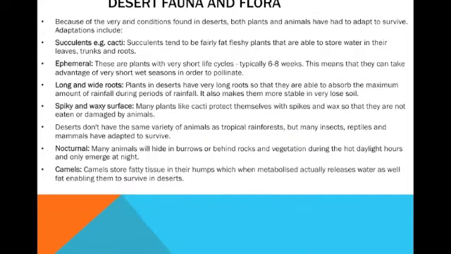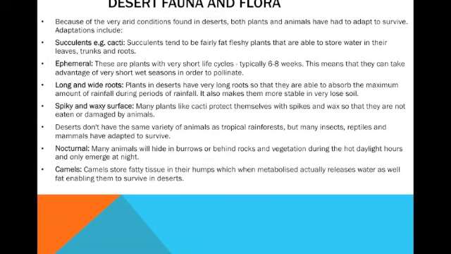So, desert fauna and flora. Because of the very arid conditions, and you should know by now that arid means dry, both plants and animals have had to adapt to survive. Adaptations may include succulents like cacti, which is the plural of cactus. Succulents tend to be fairly fat, fleshy plants that are able to store water in their leaves, trunks, and roots.